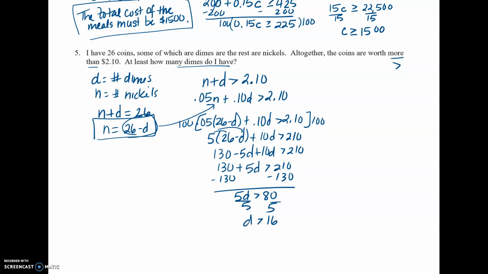How many dimes, at least how many dimes do I have? So D is greater than 16. So the next integer would be 17. So you have at least, or I have at least 17 dimes.